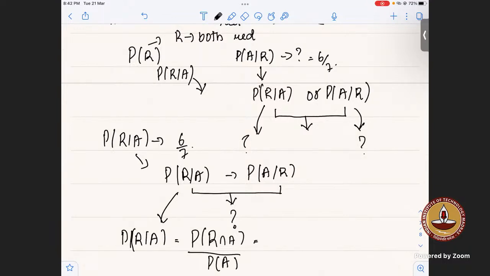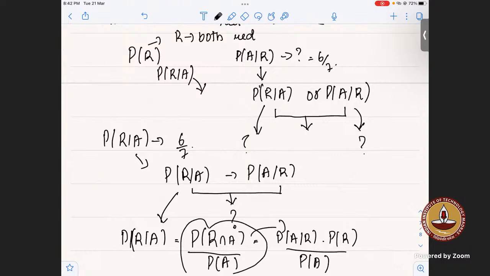Okay. So I am writing that as P(A given R) into P(R), divided by P(A). If you condense this, then you will get this, right? Yes, this is basically the multiplication rule. So in the P(A) part, should I further break it, or is P(A) directly okay?